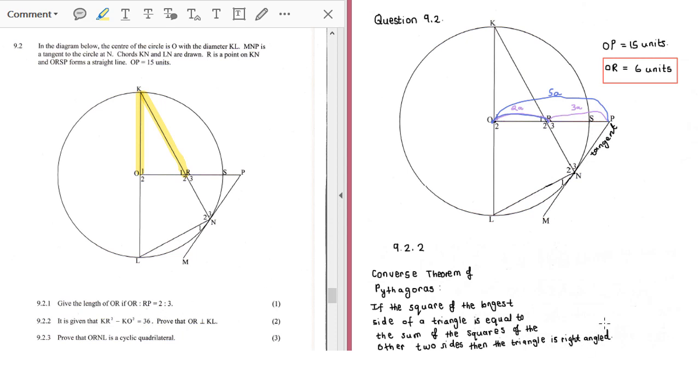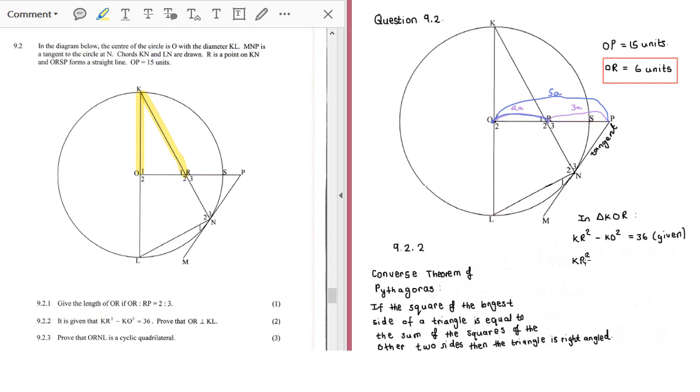Okay, so for this solution, we've identified that we need to work in the triangle KOR. Then we say KR squared minus KO squared is equal to 36, and this was given to us. From there we want to show this relationship by focusing on the largest side, KR, and looking at the square of that.